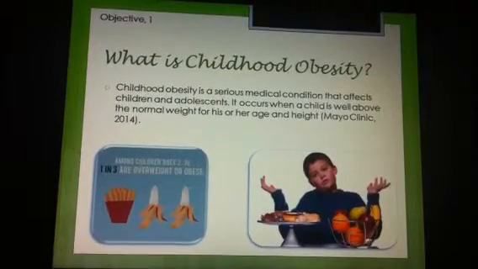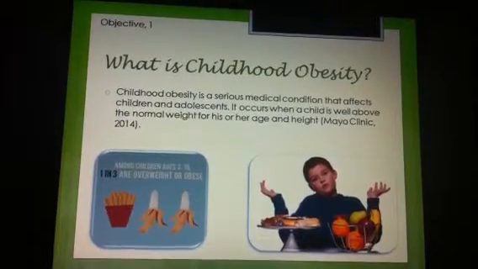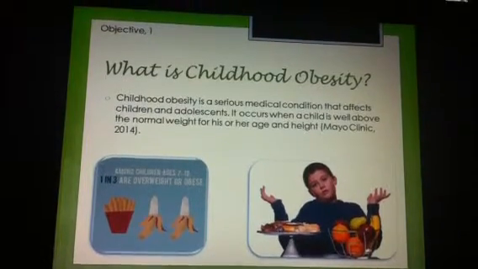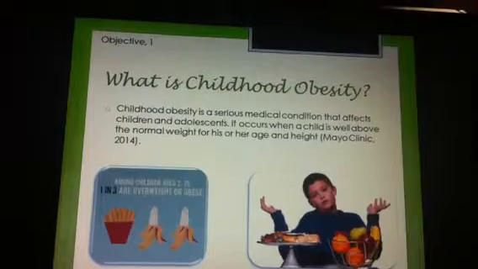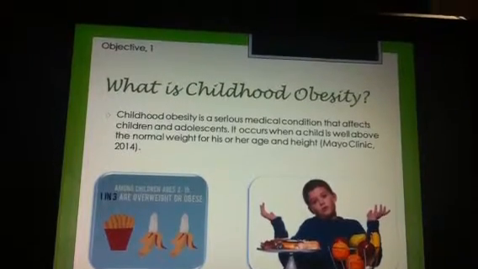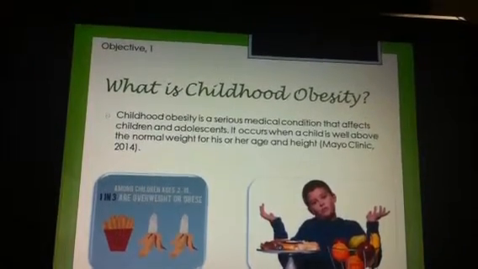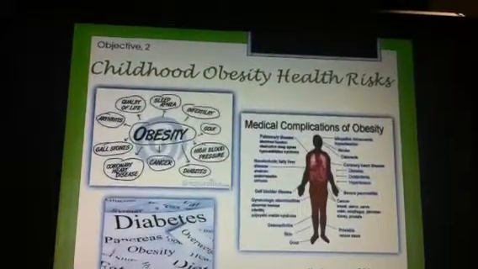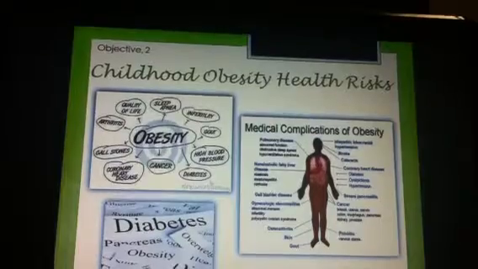Once I define what childhood obesity is, I'd ask the audience or the participants if they had any questions referring to obesity, and if not, I'd move on to the next question or to the next slide. And the next slide would cover childhood obesity and the health risks involved.